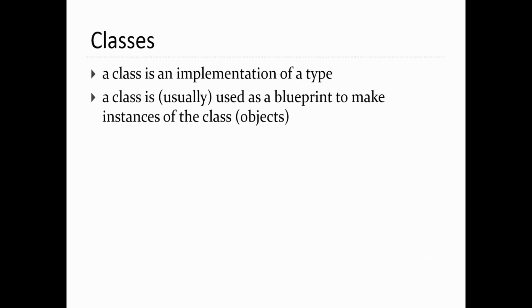Okay, classes. So a class is just a type. I guess more precisely, it's an implementation of a type. If you decide that I need some other type, you just make a class. The class is usually used to make objects. So normally the class is a blueprint that's used to make instances of the class.